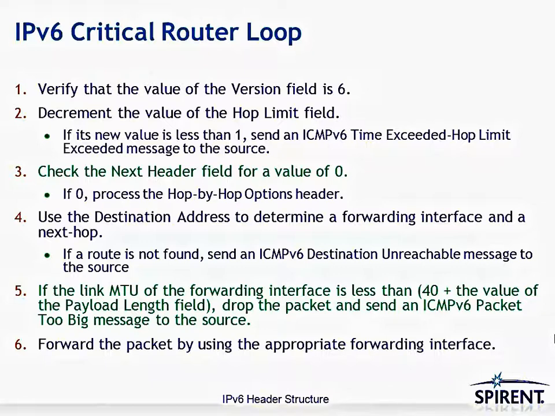With 5, rather than performing fragmentation, if the MTU of the forwarding link is less than the IPv6 header plus the value of the payload length field, all it would have to do is drop the packet and not fragment it. Of course, it would still have to send an ICMPv6 packet too big message back to the source. And again, finally, it would forward the packet by using the appropriate forwarding interface.